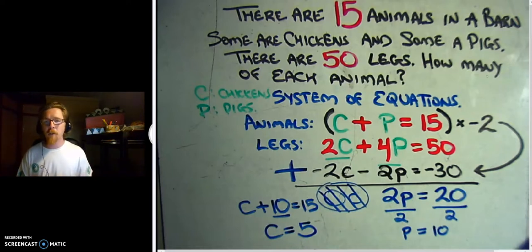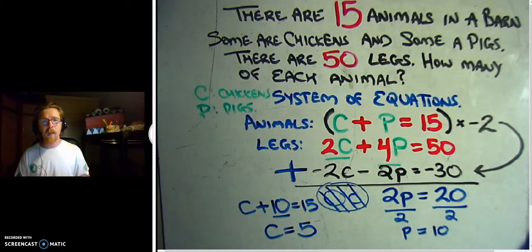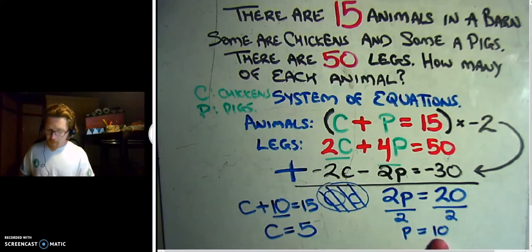So in my barn of 15 animals, I have 5 chickens and 10 pigs. And I know that 5 times 2 is 10, 4 times 10 is 40, and so 10 chicken legs plus 40 pig legs is equal to 50 total legs. We just did a system of equations and we solved it using the technique called elimination.